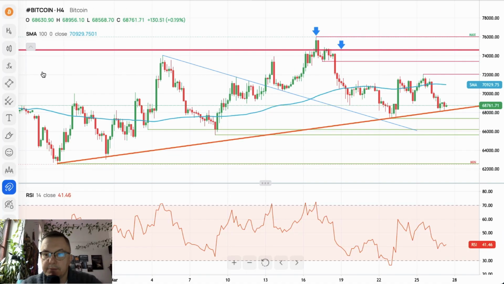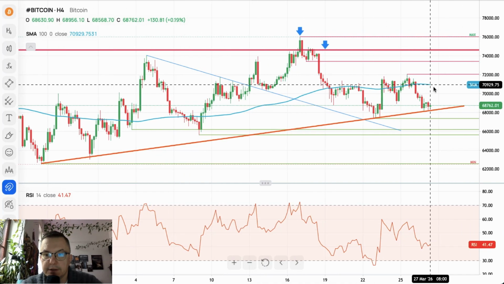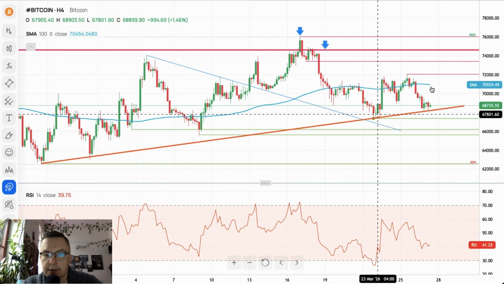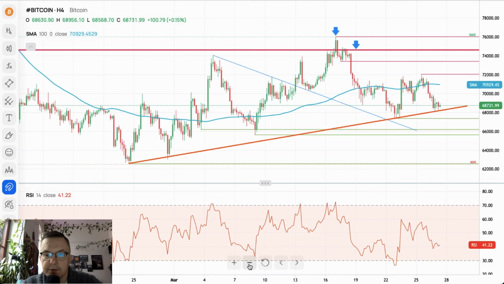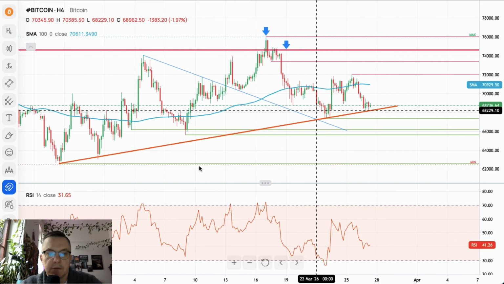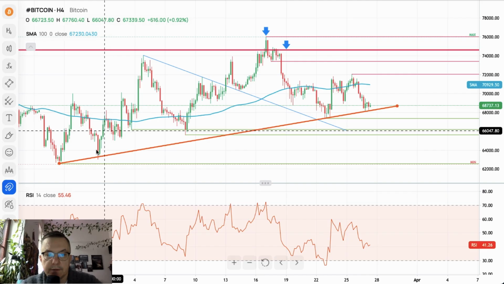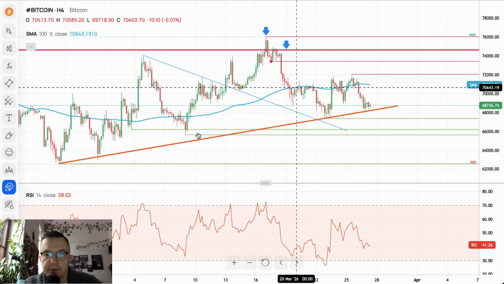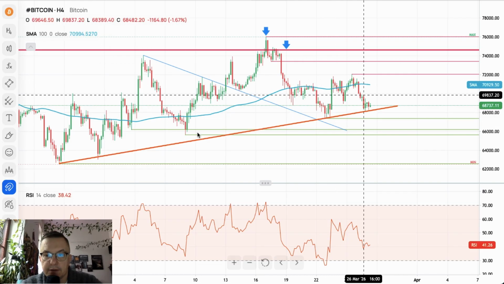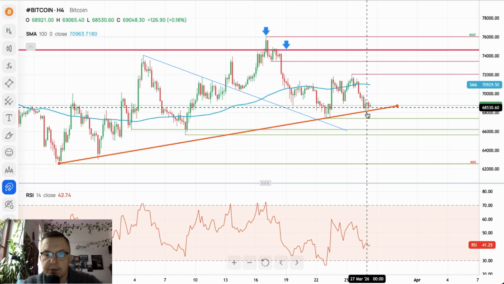And last but not least, the Bitcoin. The Bitcoin doesn't do much these days. Right now it is testing this trend line here. Let me just zoom out for you to see what I mean. We got first bounce from the trend line, second bounce, third bounce. So the market sees the trend line, the market recognizes the trend line.